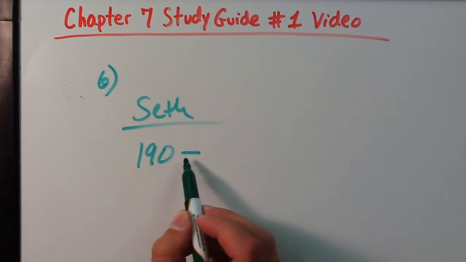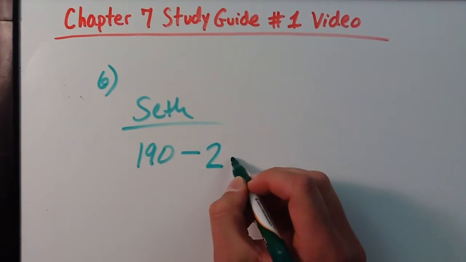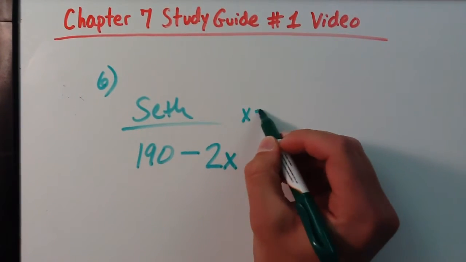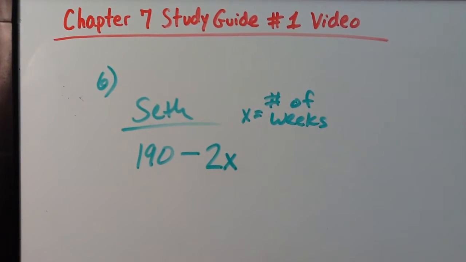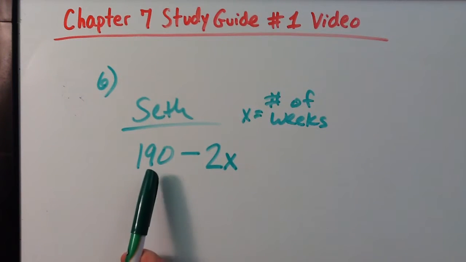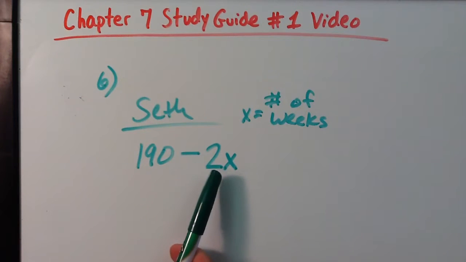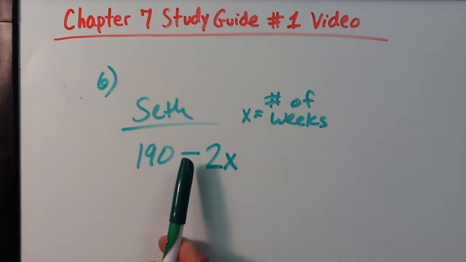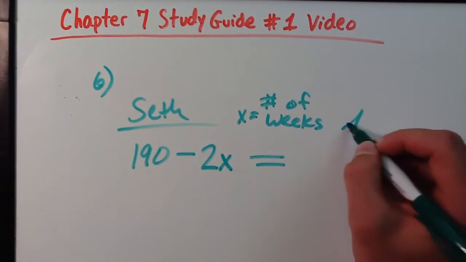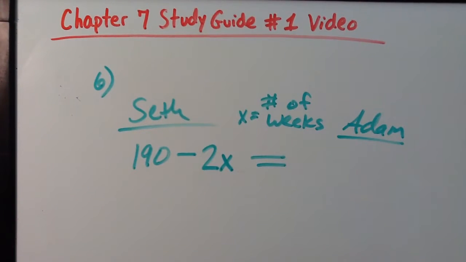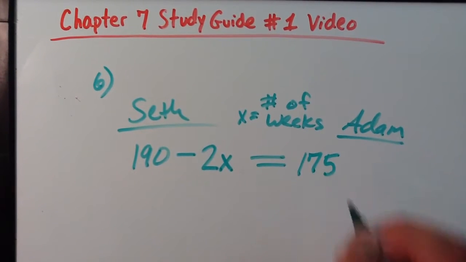So he's at 190. He plans to lose 2 pounds times the number of weeks. And so I'm going to make x equal to the number of weeks. That's my variable. That is my unknown. So Seth starts at 190 and he goes down 2 times the number of weeks because he's going to lose 2 pounds per week. Okay, so that's Seth. And we want to know when will Seth's weight be equal to Adam's weight. So let's put Adam on the right side. And the problem tells us that Adam weighs 175 pounds. So that's his starting weight.